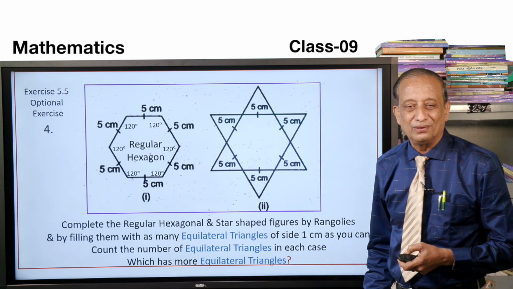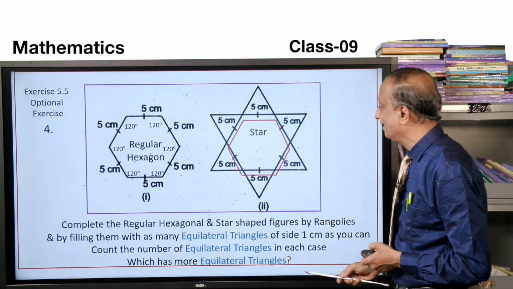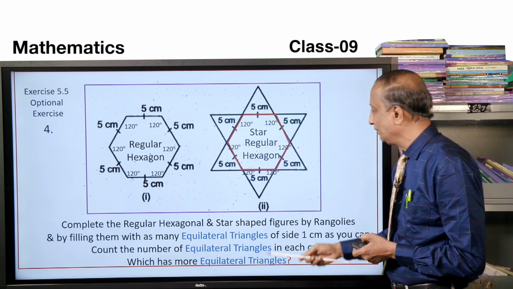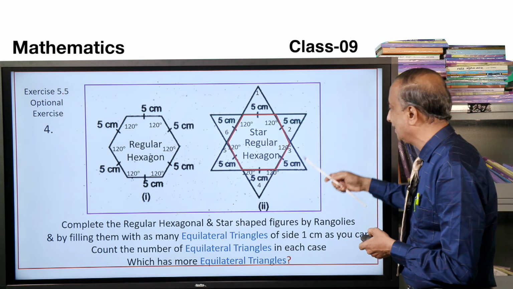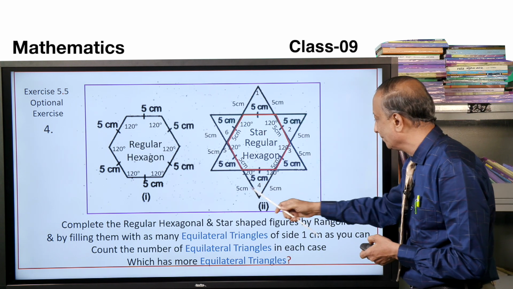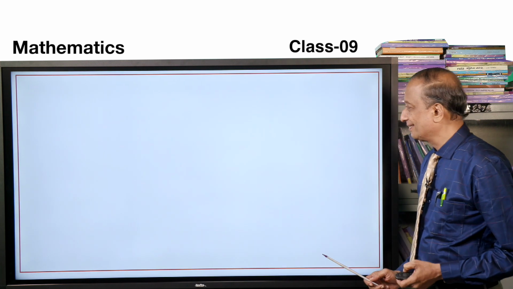Children, you also know that in a regular hexagon, all the interior angles are equal. Each of them is equal to 120 degrees. Whereas in this star also, can you see one regular hexagon is there inside this? So here also all the interior angles are 120 degrees, and there are 6 equilateral triangles outside, and each of them is 5 centimeter each. The figures are not drawn to scale.